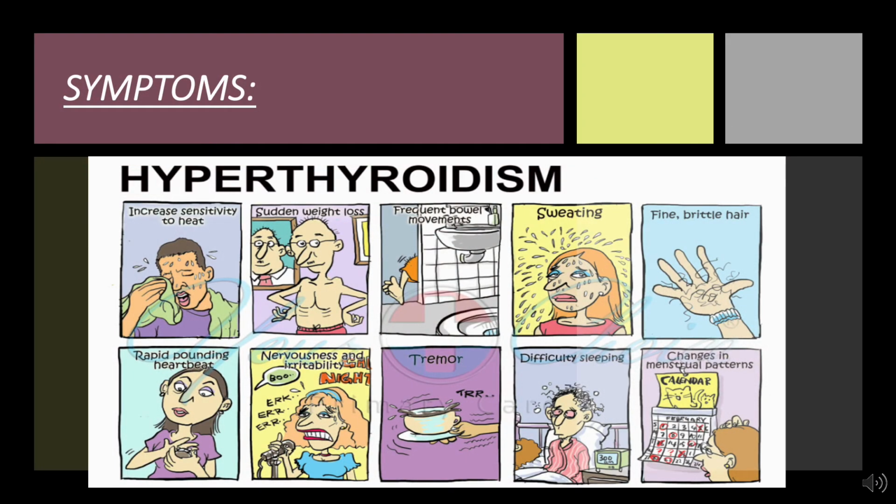Symptoms of hyperthyroidism are increased sensitivity to heat, sudden weight loss, frequent bowel movements, sweating, fine brittle hair, rapid pounding heart rate, nervousness and irritability, tremors, difficulty sleeping, and changes in menstrual patterns.